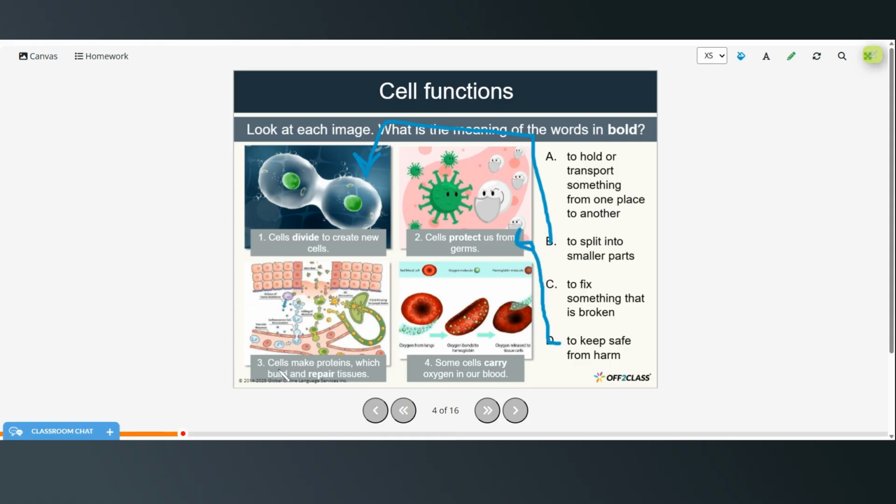Number three, cells make proteins which build and repair tissues. So repair is letter C, to fix something that is broken. And number four, some cells carry oxygen in our blood. So carry means to hold or transport something from one place to another.